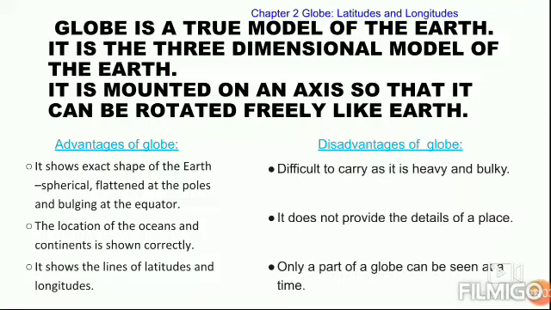Now, what are the disadvantages? Being heavy and bulky, it is very difficult to carry, and it does not show all the details of a place, and also you can see only a part of the earth on the globe at one time.